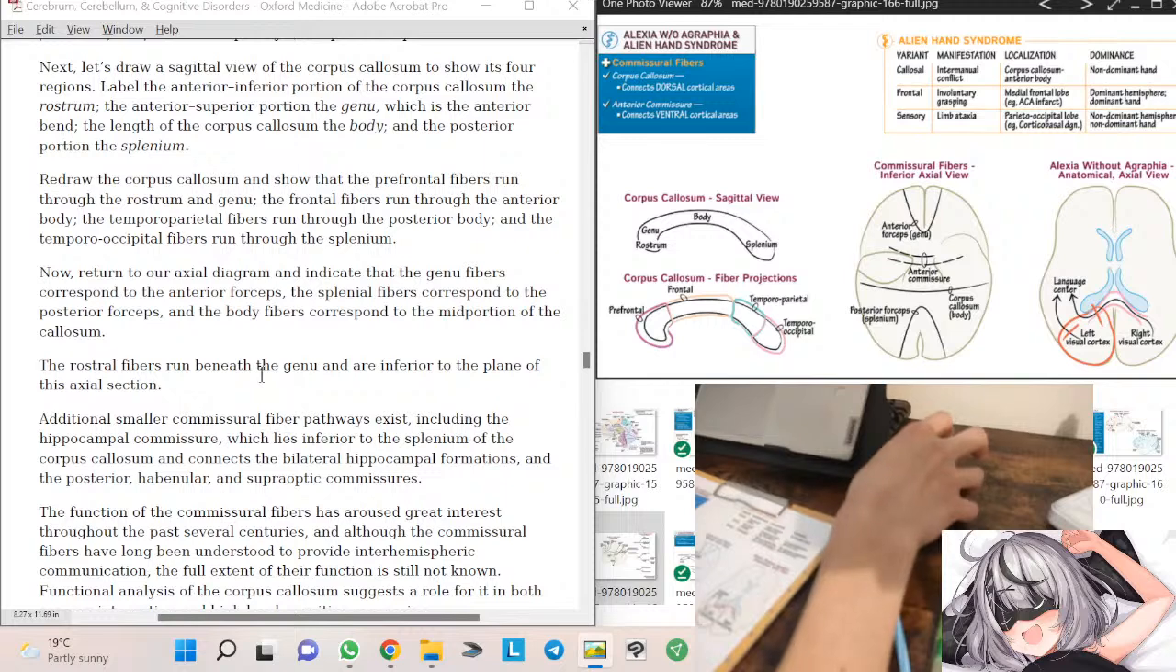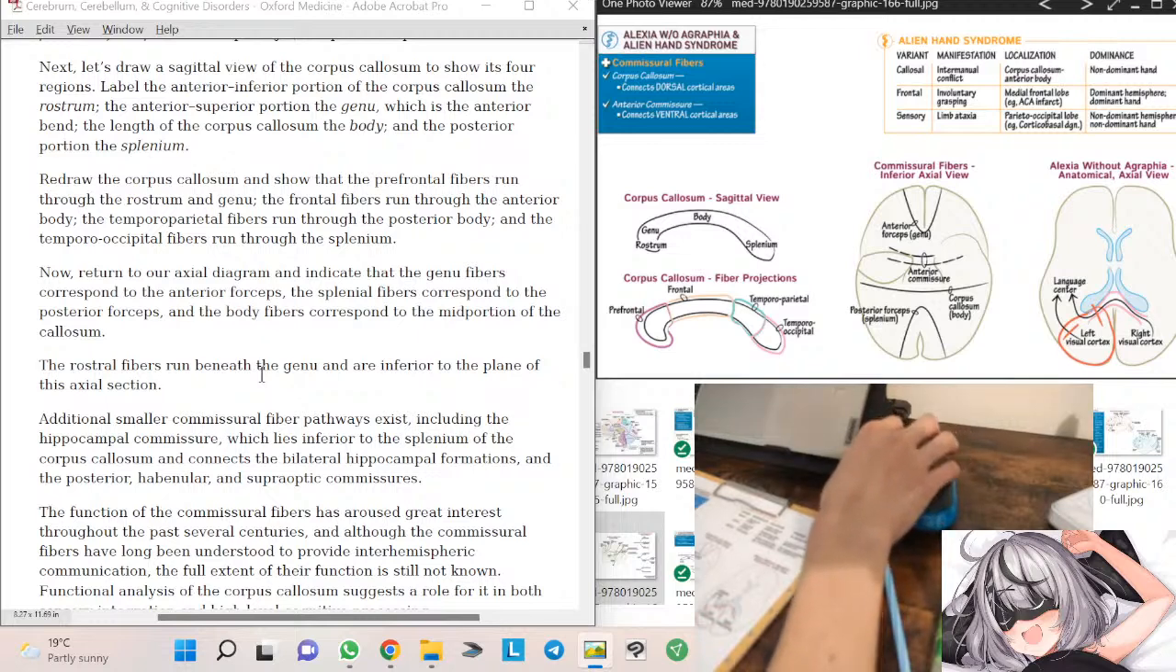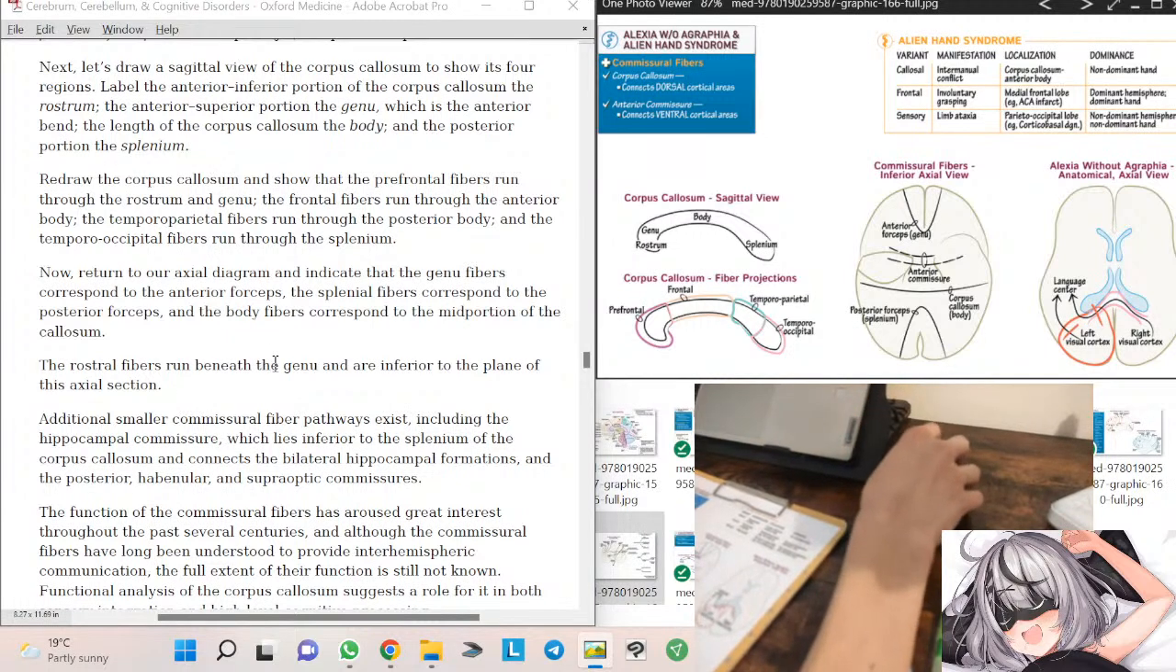Redraw the corpus callosum and show that the prefrontal fibers run through the rostrum and genu. The frontal fibers run through the anterior body, the temporoparietal fibers run through the posterior body, and the temporo-occipital fibers run through the splenium.